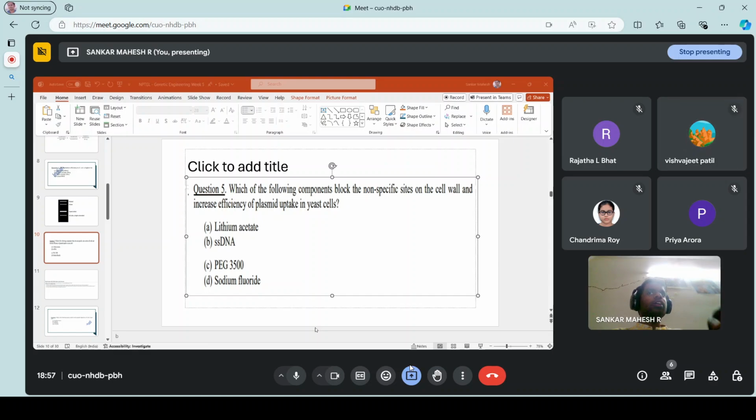Yes, sir. Similar is the case with lithium acetate. You will have lithium plus and acetate minus. And if you put DNA, the DNA's phosphate backbone is negatively charged, and that will be neutralized by the lithium. So that's how lithium acetate will play its function.